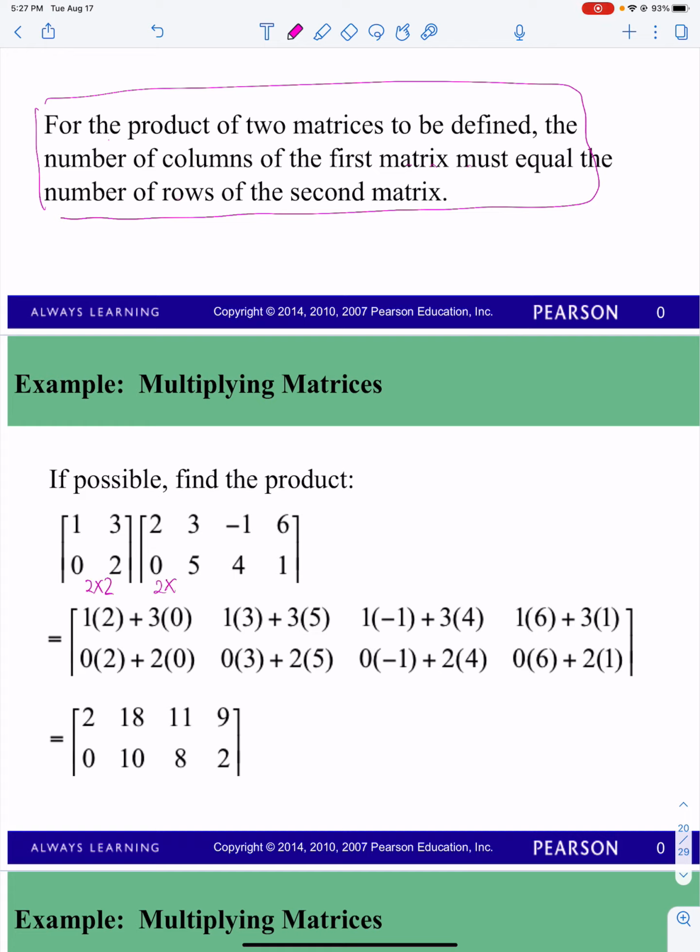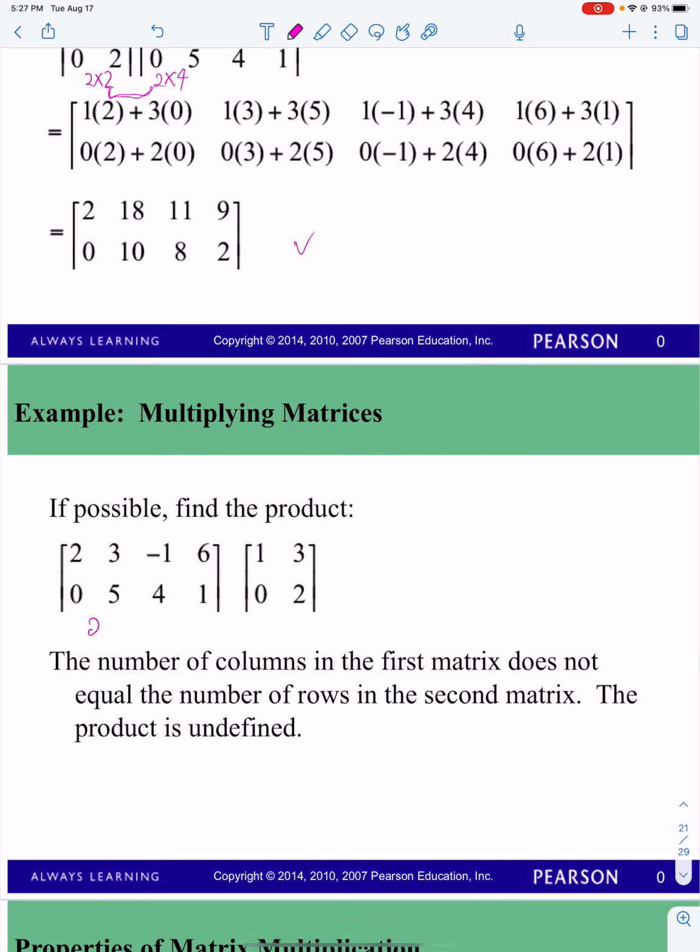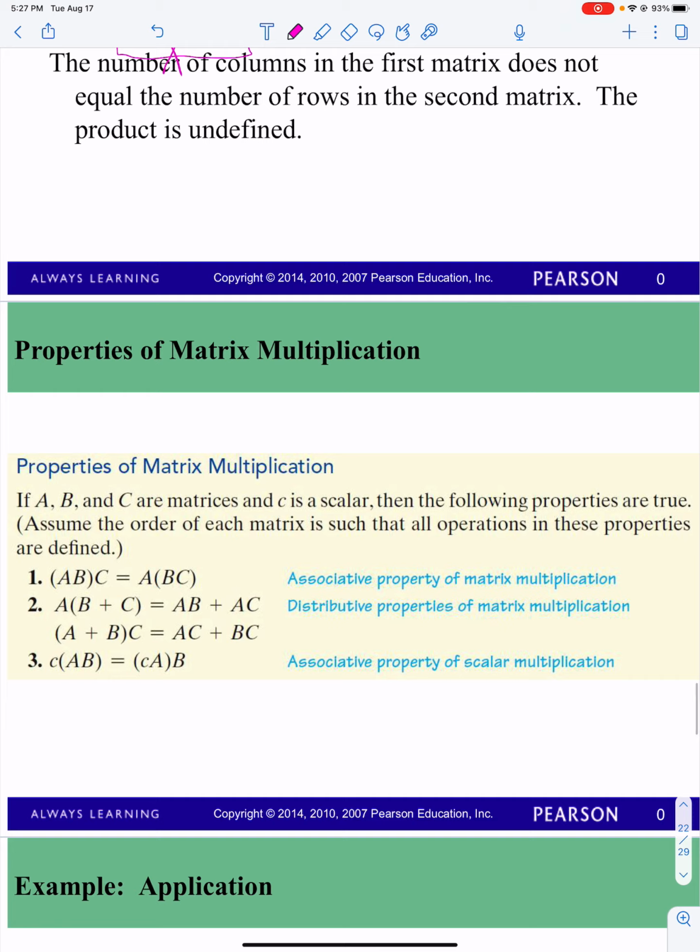So this one is 2 by 4, and here is 2 by 2. What happened here? Not equal. 4 is not equal to 2. What happens? No multiplication. Yeah, so A, B, C are matrices, and C is a scalar. So we have the associative property, and the distributive property: A times B plus C, AB plus AC.